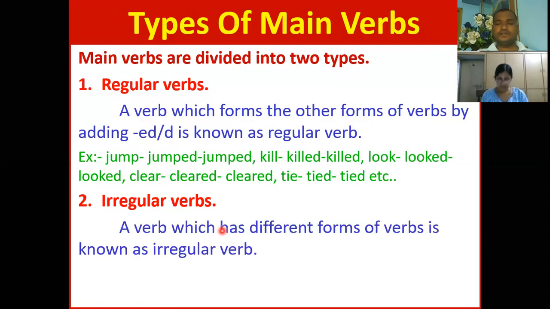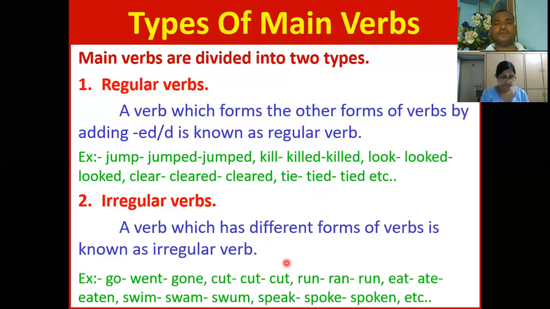There will be different forms or same forms. So the meaning of irregular verbs: a verb which has different forms of verbs is known as irregular verbs. Here, for jump, we just added D or ED to make V2 and V3 forms. But in irregular verbs, we will have completely different forms. Let me give you some examples.